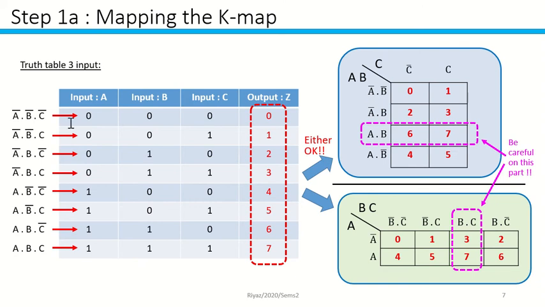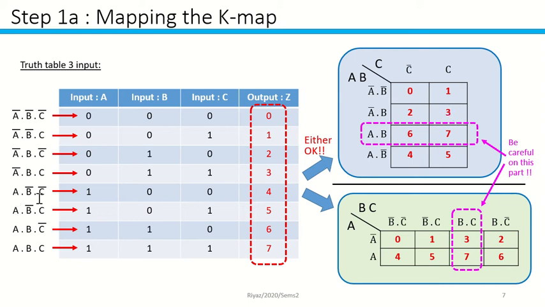The second one, you have 0, 0, 1, which is A bar, B bar, C. So you have A bar over here, B bar over here, and C over here. So that's why I have plotted here number 1. So I follow whatever output over here, you have to map over here. So for the third one, A bar, B, C bar, you get number 2. Then A bar, B, C, that's why you have number 3 over here.